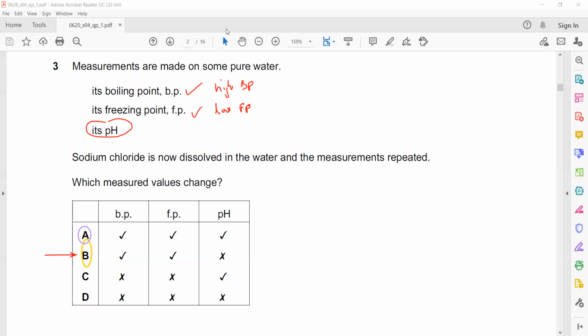So why is B the right answer? Because when the substance is impure, the boiling point and the freezing point will change. But here the pH refers to whether water becomes acidic or alkaline. It will not change. Why? Because we are not adding acid or alkali. If acid is added, the boiling point and melting point, freezing point will change, as well as pH.